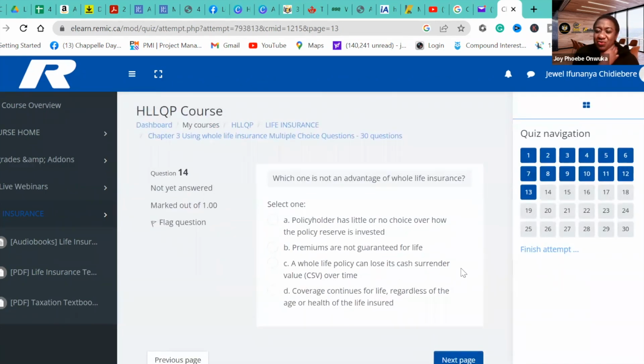Oh, this is a very short question, but the options for answers are lengthy. All right. Which one is not an advantage of whole life insurance? So we are looking for wrong answer here. A policyholder has little or no choice over how the policy reserves is invested. Yes, this is true. Okay, this is true of whole life. The policyholder has little or no choice over how the policy reserves is invested.